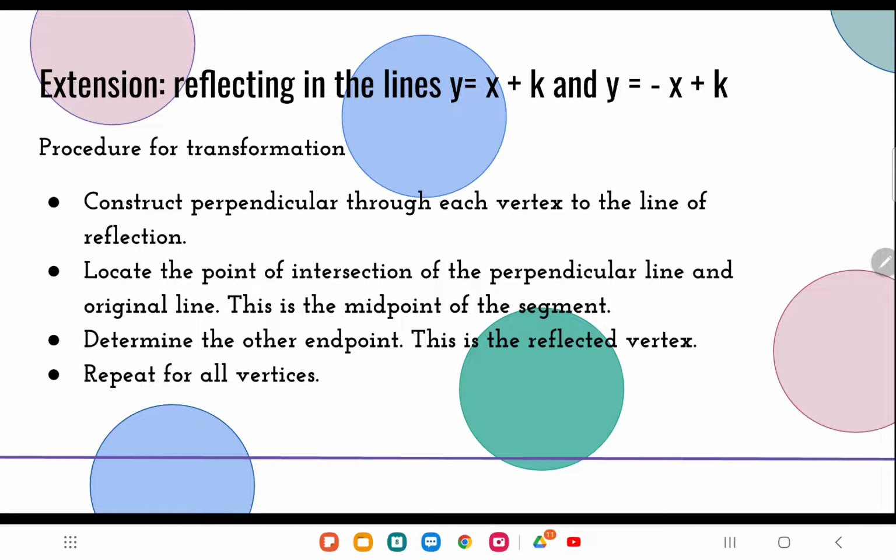Now, there are no quick and easy transformation rules for reflecting in the lines y equals x plus k and y equals negative x plus k. However, what we can do is construct the perpendicular through each vertex to the line of reflection, locate the point of intersection of the perpendicular line and original line. This is the midpoint, and then determine the other point to find the reflected vertex. We can then repeat this for all vertices.